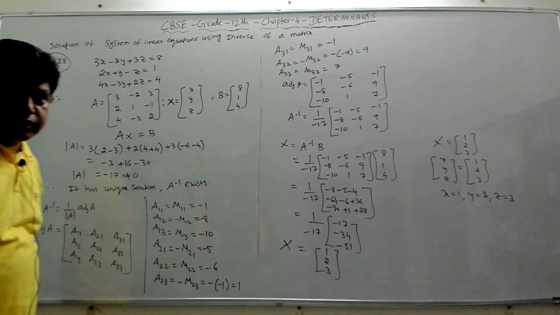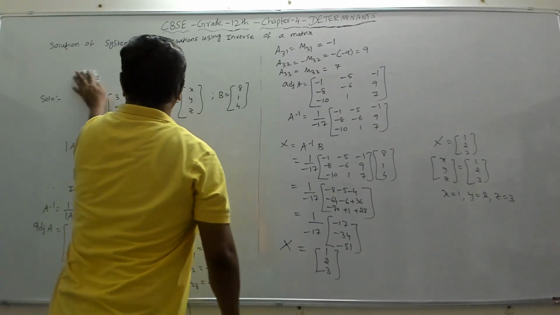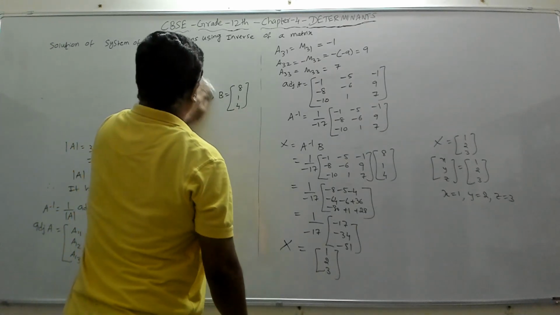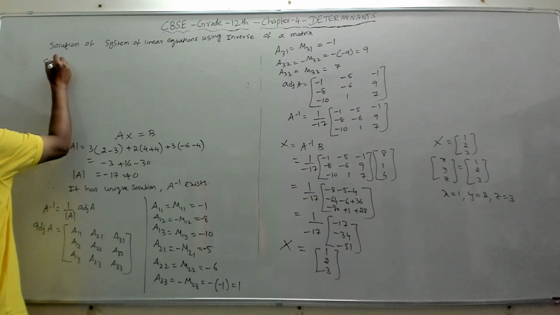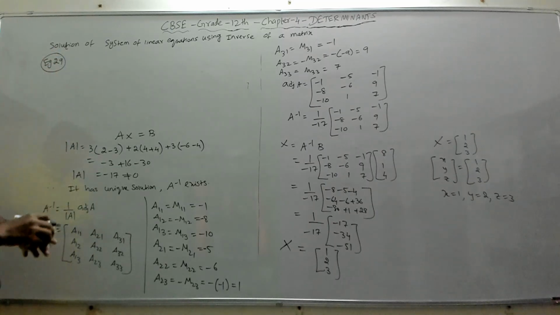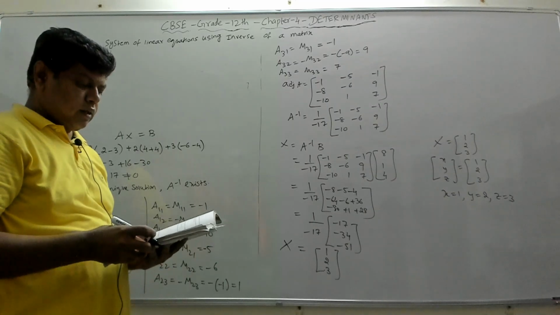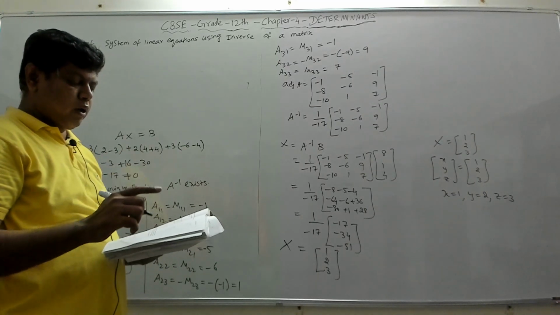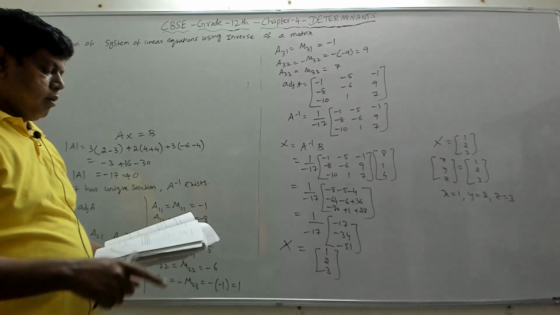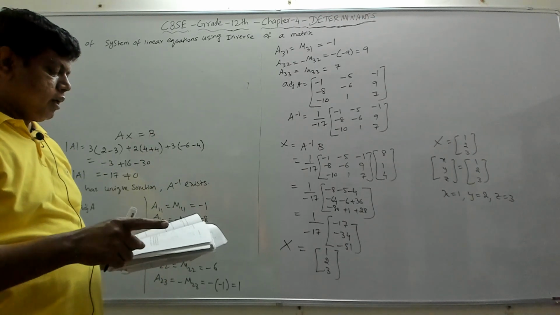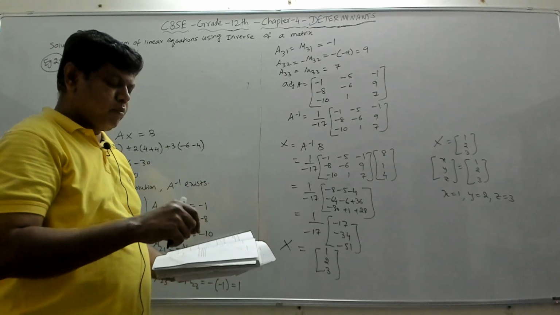I'll go to the next example, which is example number 29. It's a word problem. So example 29. It is given that the sum of three numbers is 6. If we multiply the third number by 3 and add the second number to it, we get 11. By adding the first and third numbers, we get double of the second number. Represent it algebraically and find the numbers using the matrix method.